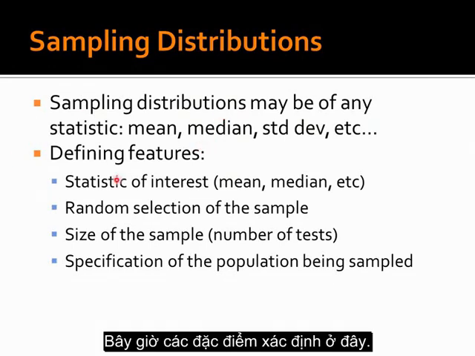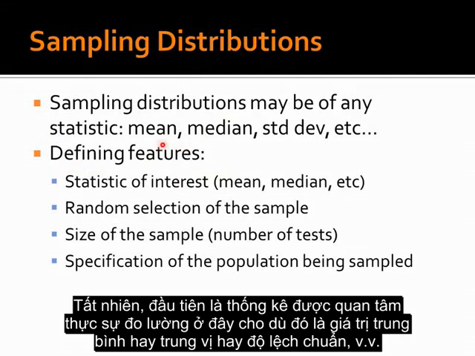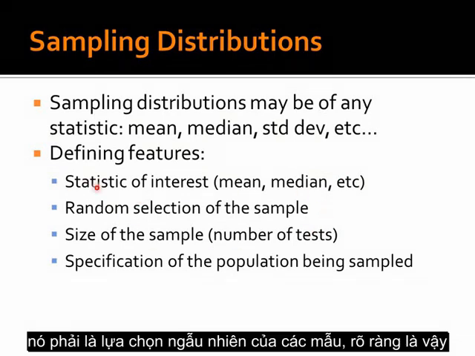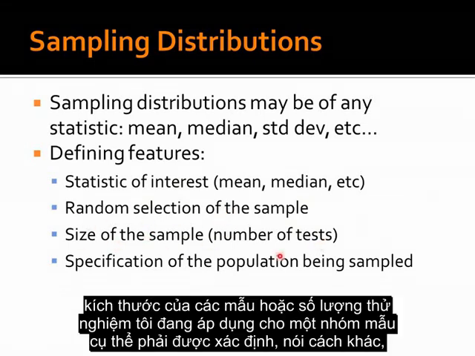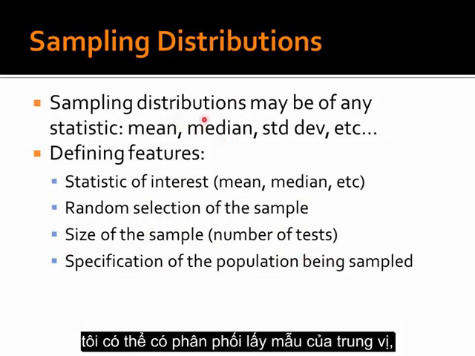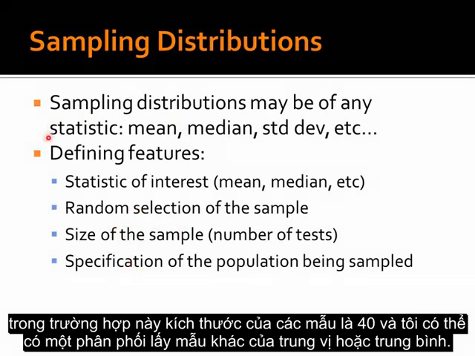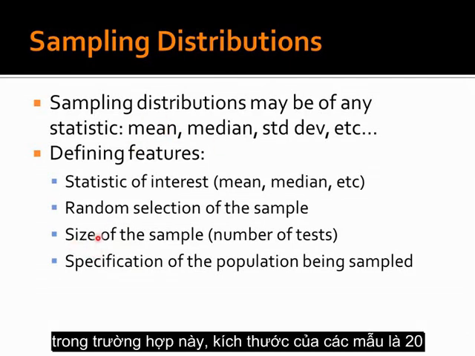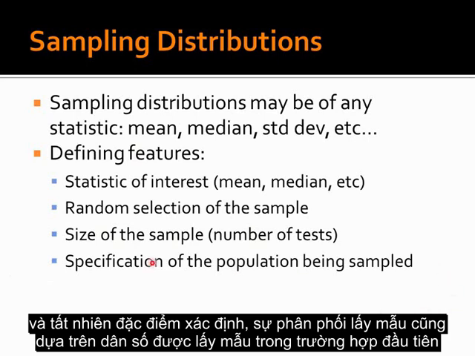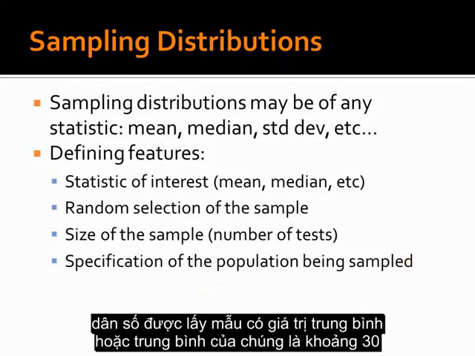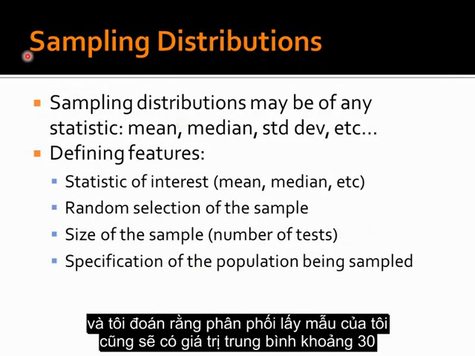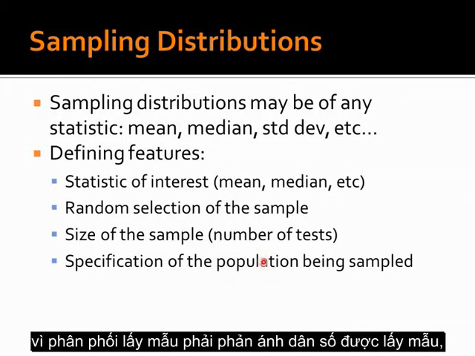Right? Now the defining features here, first of course, is what statistic of interest we are actually measuring, whether it's the mean or the median or the standard deviation and so on and so forth. It must be random selection of the samples. That is clear. The size of the samples or the number of tests I'm applying for one particular sample group must be defined. So in other words, I can have a sampling distribution of the median, where in this case the size of the samples is 40, and I could have yet another sampling distribution of the median or the mean, right, where in this case the size of the samples were 20, right? And of course the defining feature of the sampling distribution is also based on the population being sampled in the first case. If the population being sampled has a mean or average roughly around 30, then I would guess that my sampling distribution would also have a mean around 30 as well, because the sampling distribution should reflect the population being sampled. This will become more clear later.